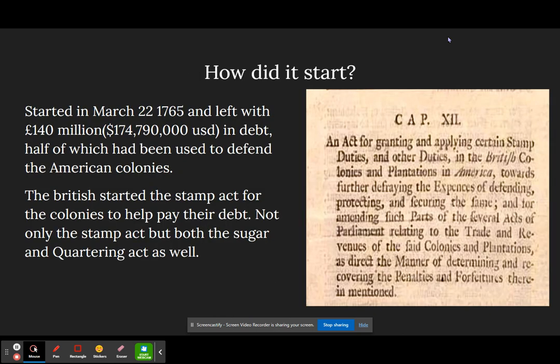How did it start? It started on March 22nd, 1765, and left Britain with 140 million pounds in debt, or in US dollars, 174,790,000 in debt, half of which had been used to defend the colonies. The British started the Stamp Act for the colonies to help pay the debt that they owed. Not only the Stamp Act, but the Sugar Act and Quartering Act, helping to provide some sanctuary for the soldiers. Here you can see a bit of what was a pamphlet, going through the Stamp Act itself.